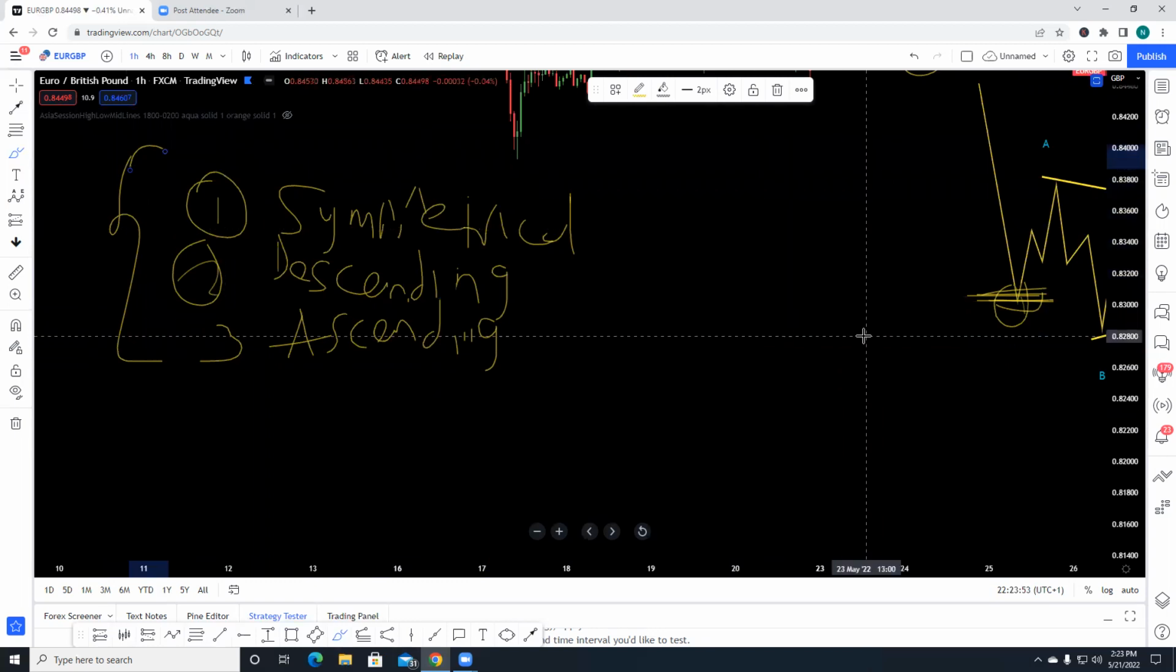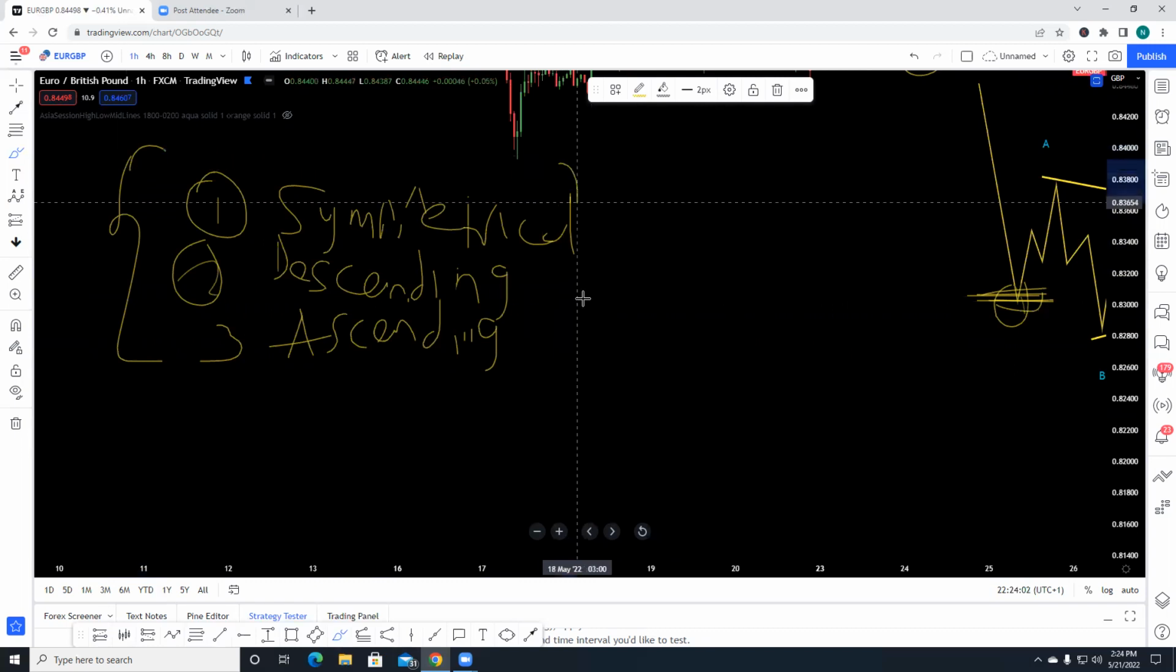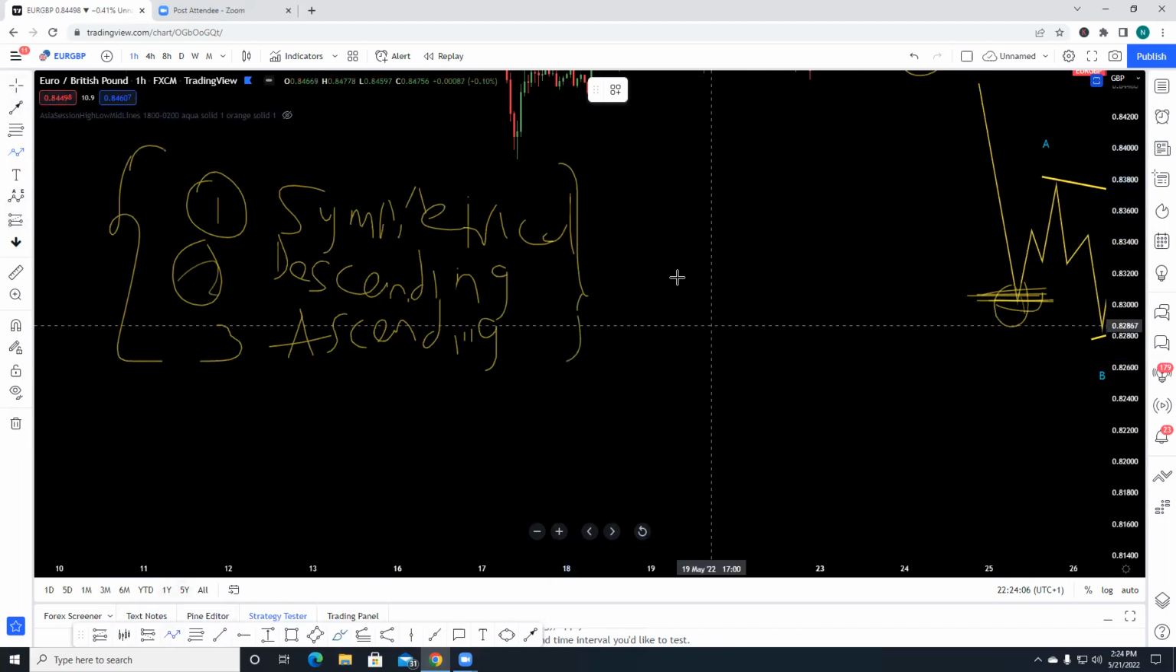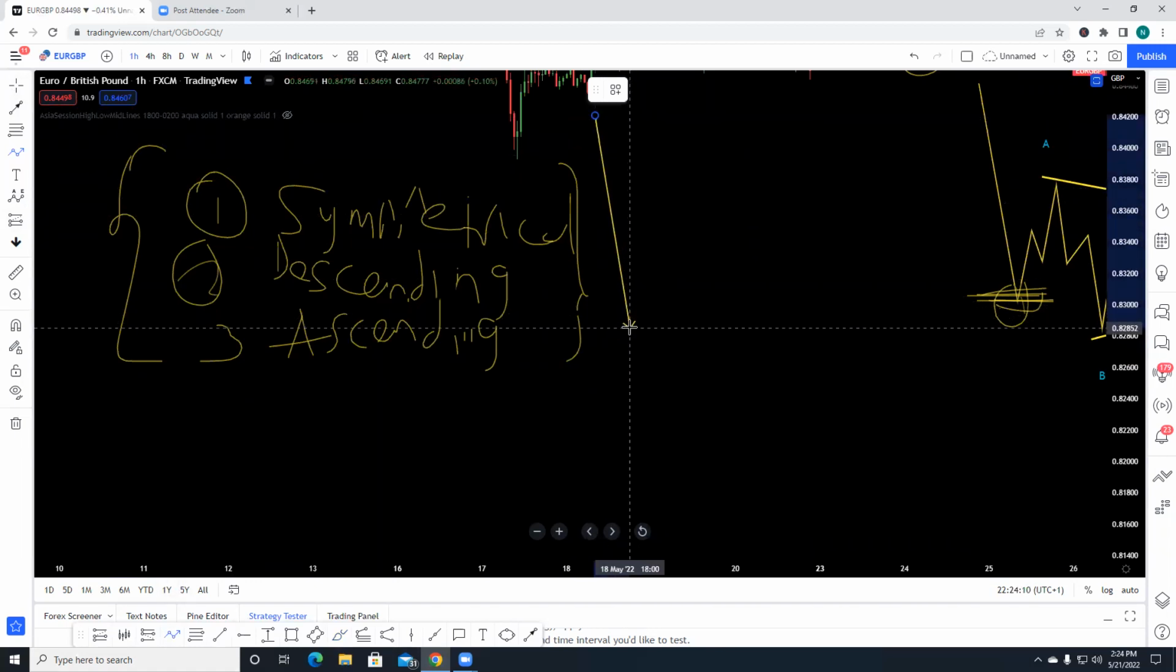Remember, a contracting triangle, as it's developing and progressing, keeps narrowing down. That's why we call it a contracting triangle. So we have three different types of a contracting triangle. Let me draw them for you real quick, guys. Assuming you have a move to the downside, this is an impulse. You now want to see a triangle that is symmetrical in nature.